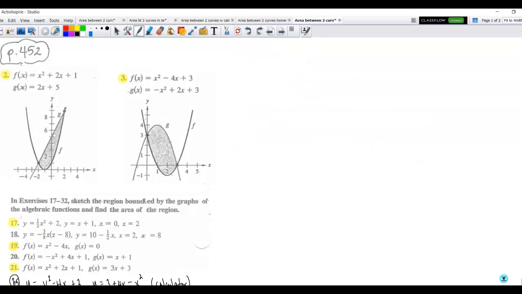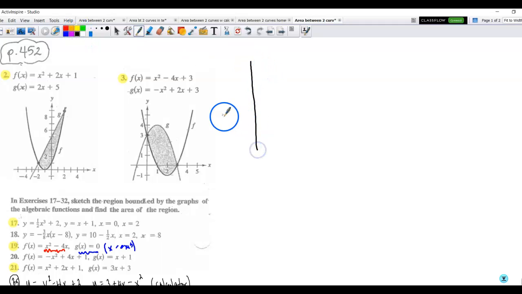In number 19, we have a parabola. It's opening upward. And we have g of x, or y equals 0. That's a horizontal line. That's actually the equation of the x-axis. All right, so let's make a little sketch here.